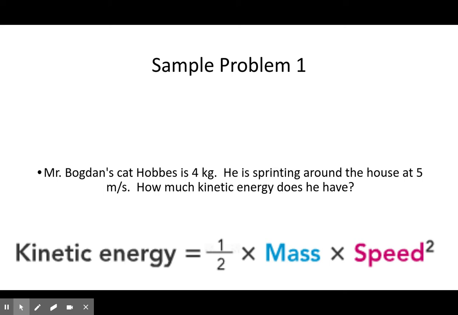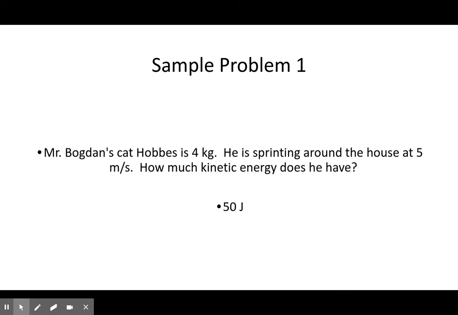Mr. Bogdan's cat, Hobbs, is 4 kilograms. He is sprinting around the house because that's what cats do from time to time. And he is traveling at 5 meters per second. When he turns the corner and hits Mr. Bogdan's leg, how much kinetic energy does Hobbs have? Well, the 4 kg, that's going to be our mass because mass is in kilograms, and our speed is 5 meters per second. So, using your calculator, you can do this now.